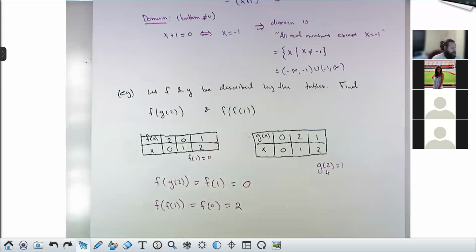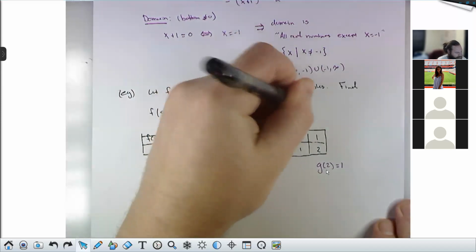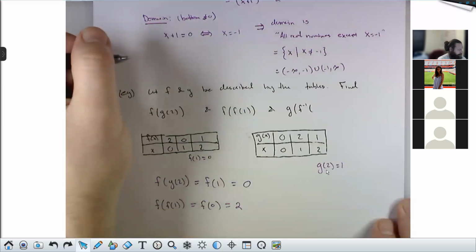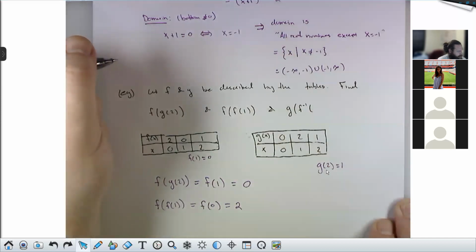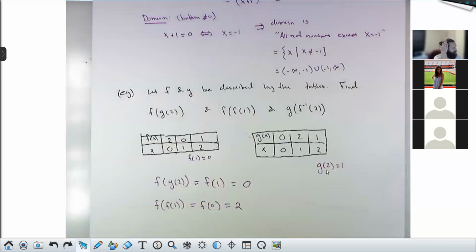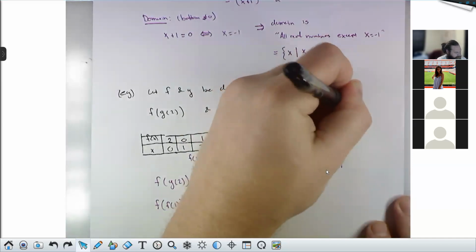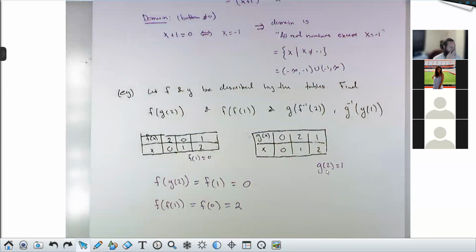A few people said they wanted to find some inverse function stuff. So while we're here, let me add a few more. How about g of f inverse of 1? How about g of f inverse of 2? And g inverse of g of 1. Why not? We can get some inverse functions in here as well.